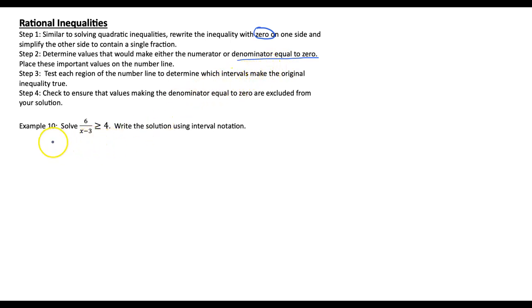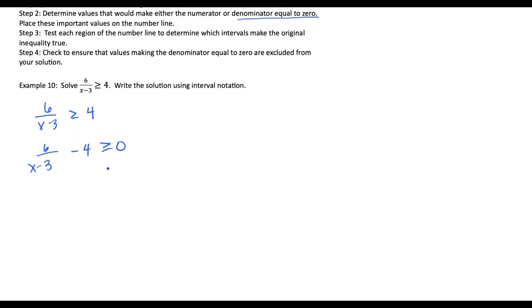So let me go ahead and start with example 10. We have 6 over x minus 3 greater than or equal to 4. And I'm going to move the 4 over, so 6 over x minus 3 minus 4 is greater than or equal to 0. And I need to get common denominators to make this into one fraction. So 6 over x minus 3 minus, I'm going to make that plus a negative 4, and then I'm going to multiply by x minus 3 to both numerator and denominator to get that common denominator.